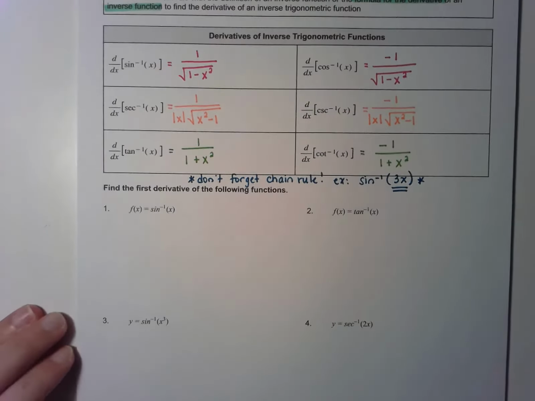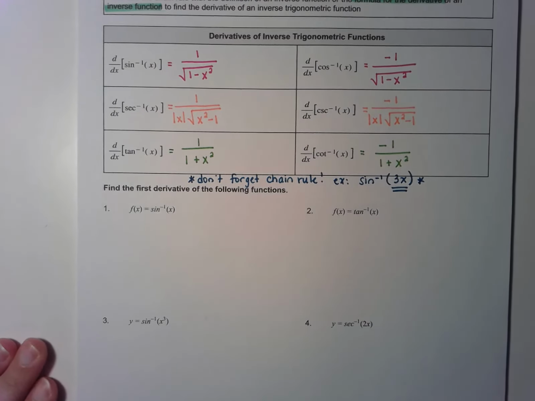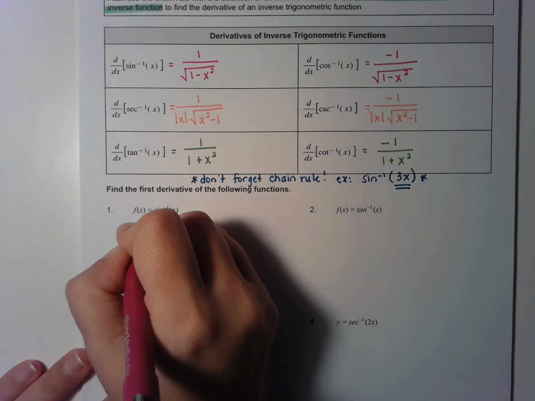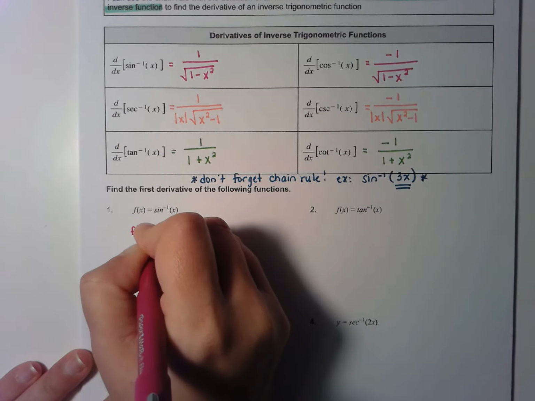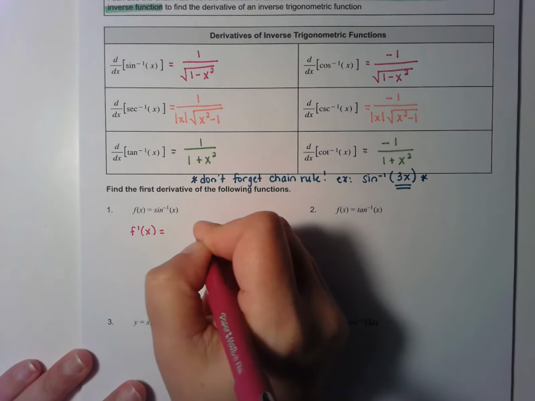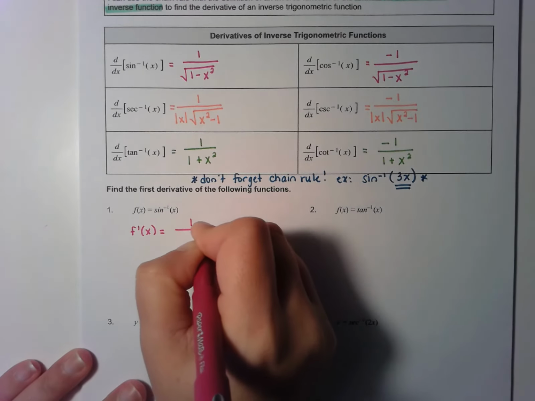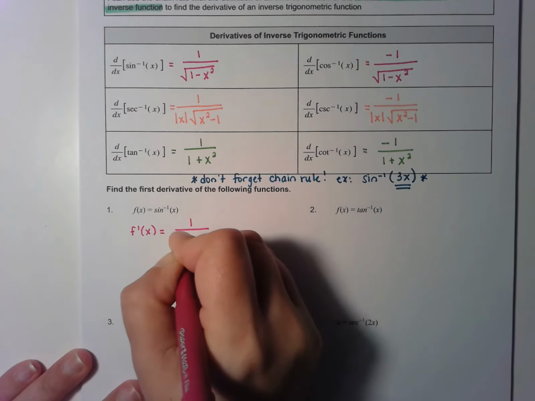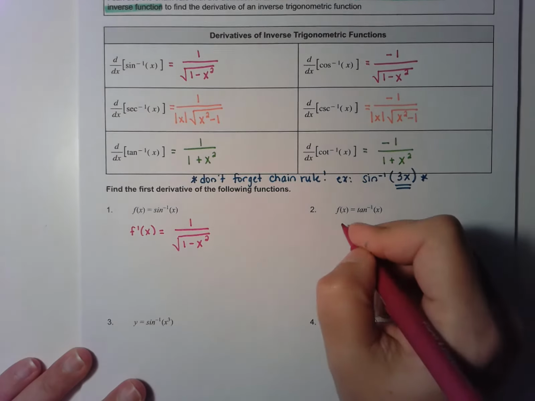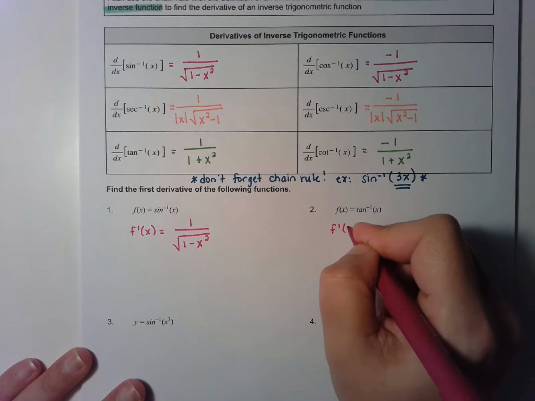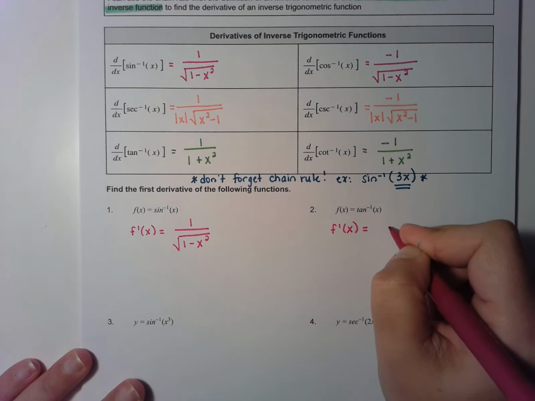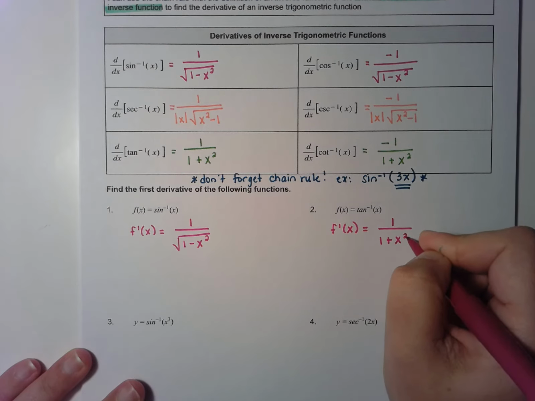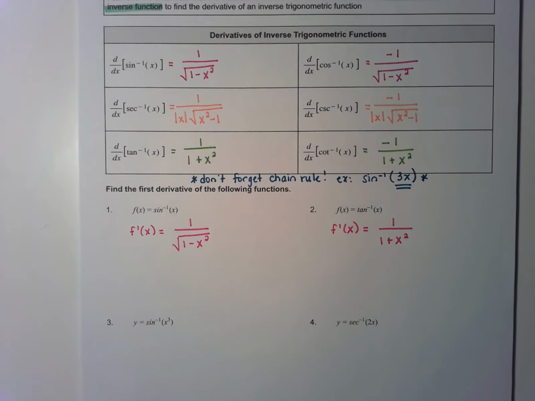So let's try problem number 1. Problem number 1 is about as straightforward as it gets. If I want to find the first derivative here, this is just a do-you-know-the-rule question. The derivative of inverse sine would just be 1 over the square root of 1 minus x squared. The derivative of inverse tangent would again just be, pretty straightforward, 1 over 1 plus x squared. So just learning the rules.